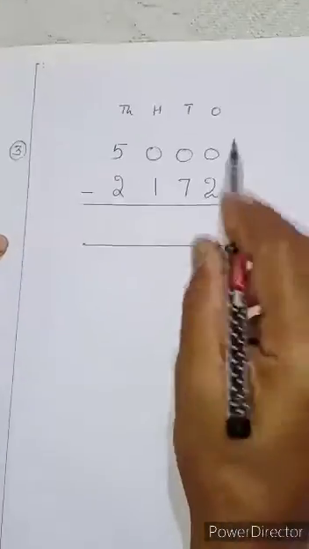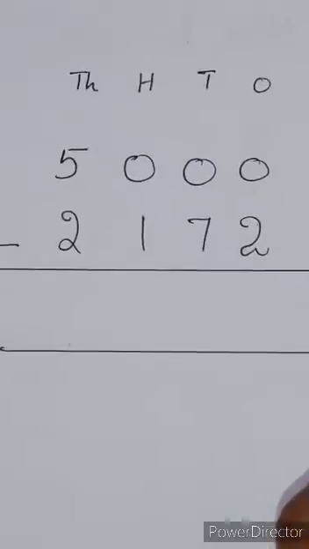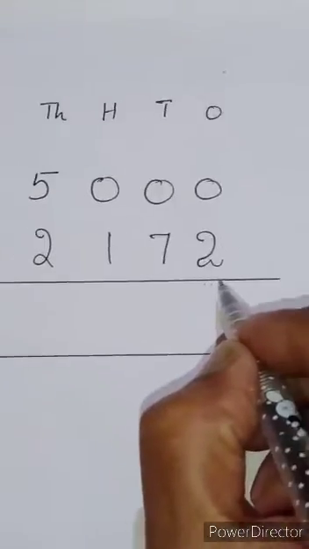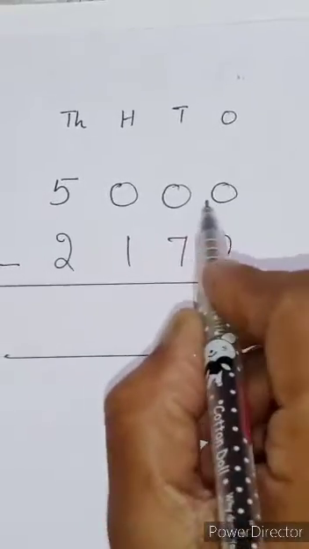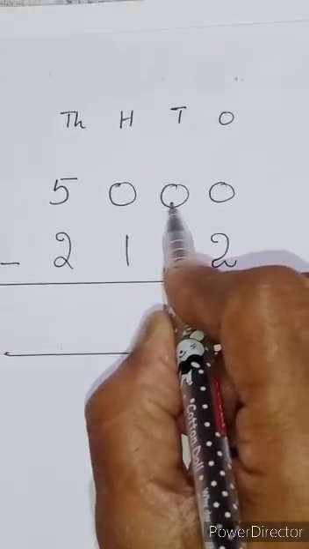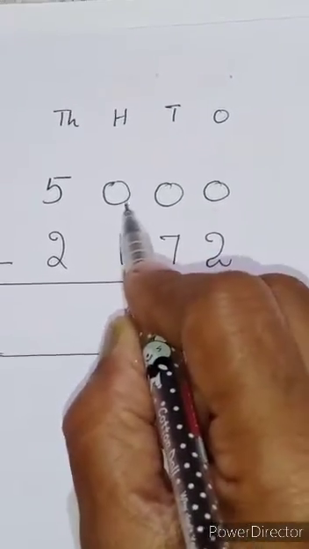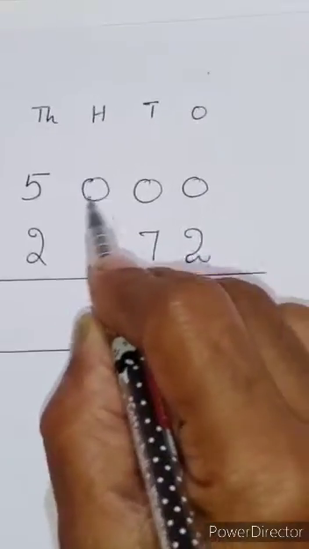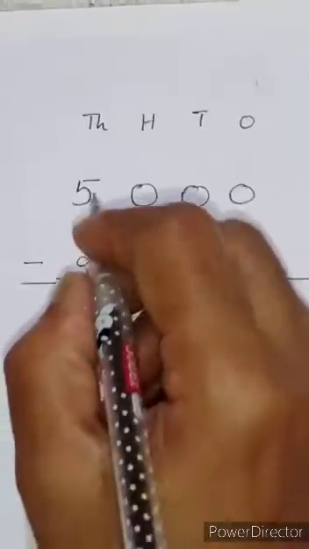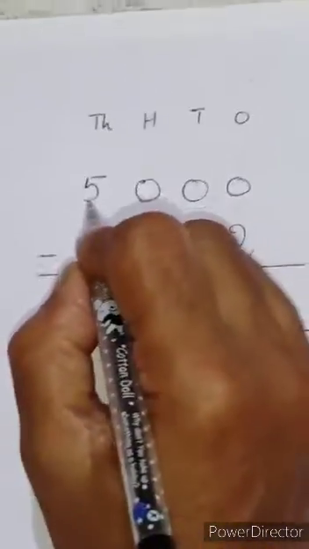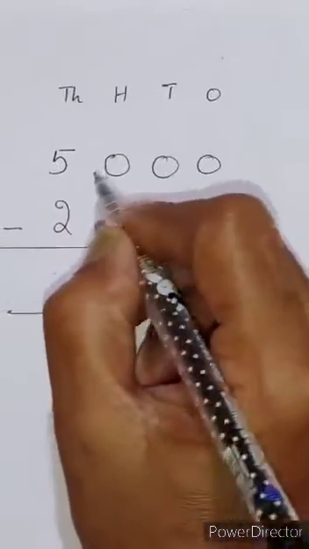Next question. You can see here 5000 minus 2172. We will start from ones column. Here 0 is smaller than 2. You cannot subtract. You borrow from tens column. So tens column also it is 0. You cannot borrow. Now you move on to hundreds column. Here also it is written 0. You cannot borrow from hundreds column also. Now you move on to thousands column. So from thousands column you can borrow 1 from it.